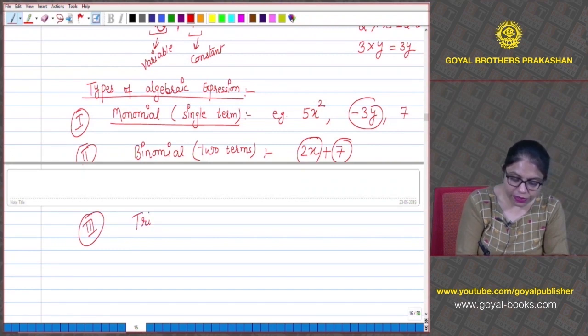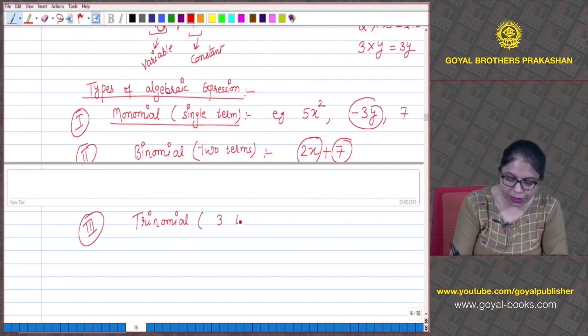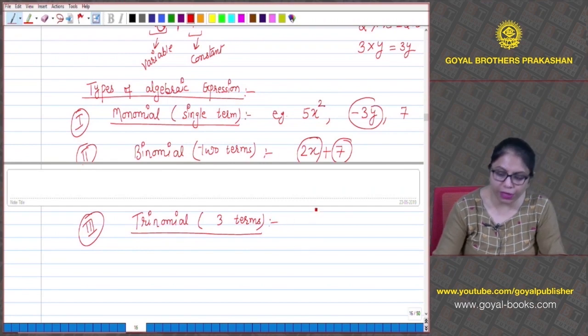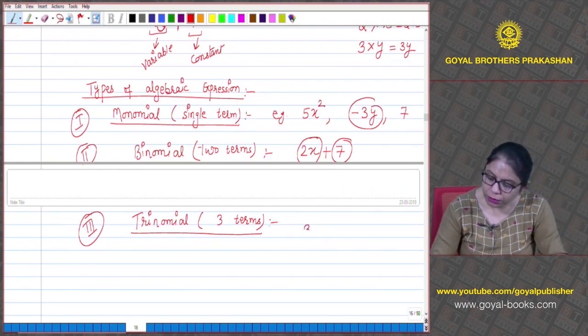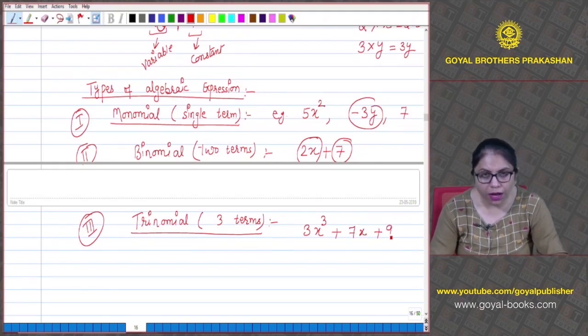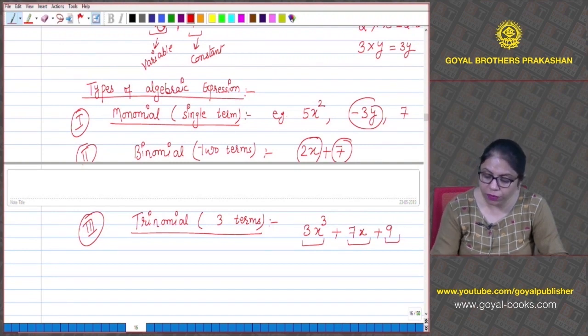Next is what? Next is trinomial. Trinomial means how many terms? Three terms. Trinomial means how many terms? Three terms. Suppose I am writing 3x cube plus 7x plus 9. Okay. Here I am writing three terms. Our first term is what? 3x cube. Second term is 7x and third term is 9. So this is the combination of three terms, and combination of three terms is known as trinomial.